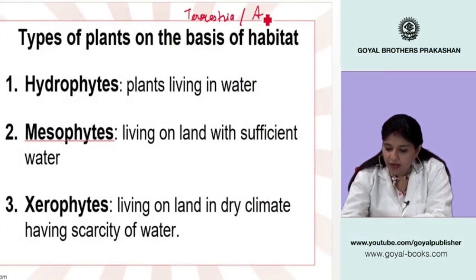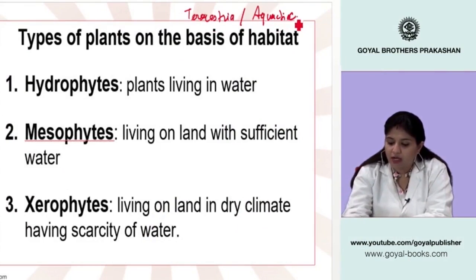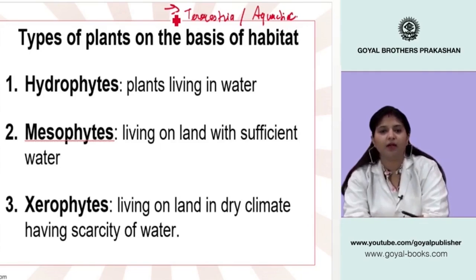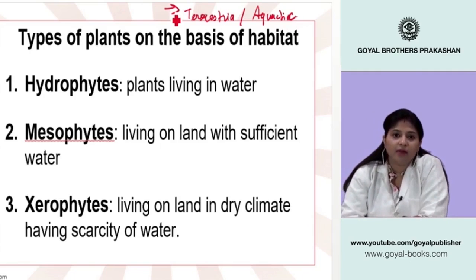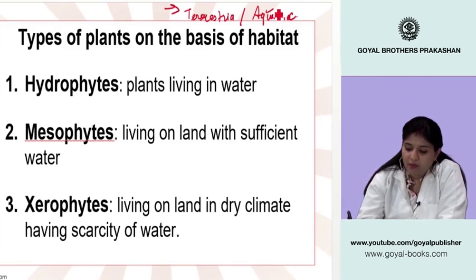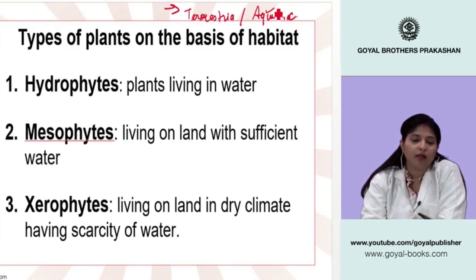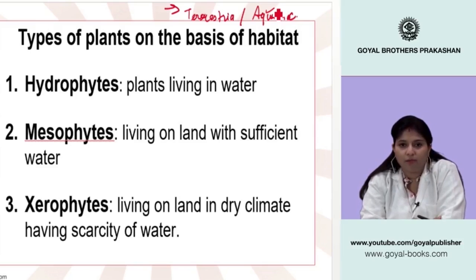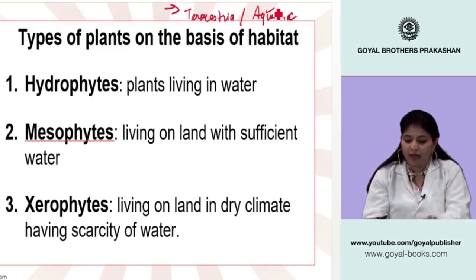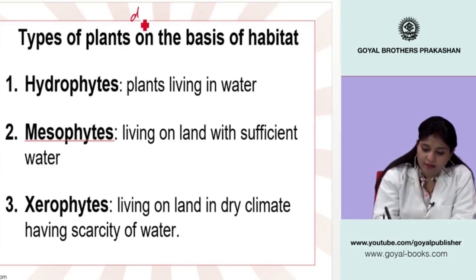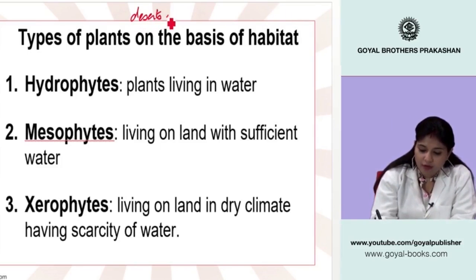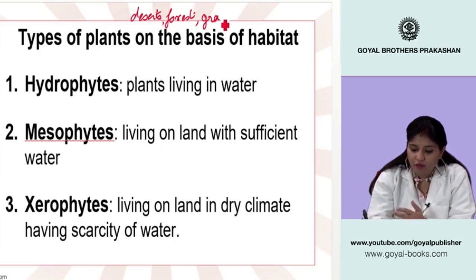The two basic types of habitats that we have are, first of all, terrestrial, and then aquatic habitats. The organisms which live in the terrestrial habitat are known as terrestrial animals or terrestrial plants, whereas the animals or plants which live in the aquatic environment are known as aquatic animals or aquatic plants. In terrestrial we have different kinds of habitats again: we have deserts, forests, then grasslands and so on.